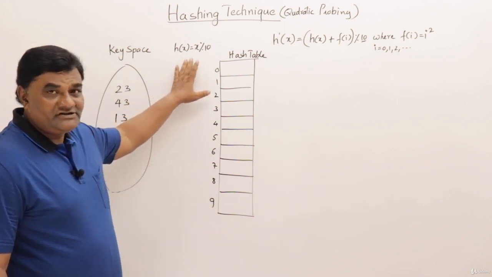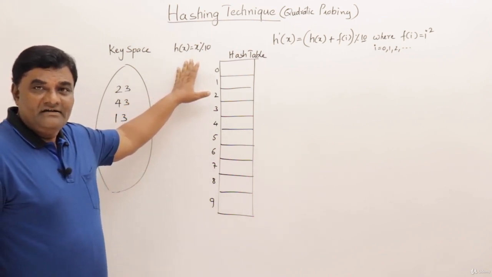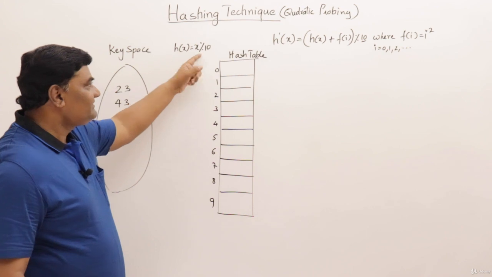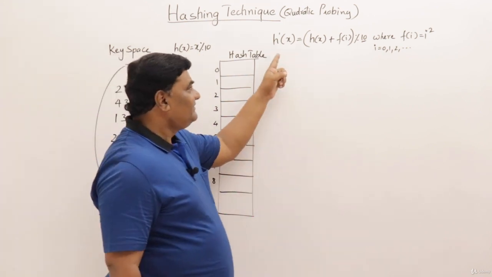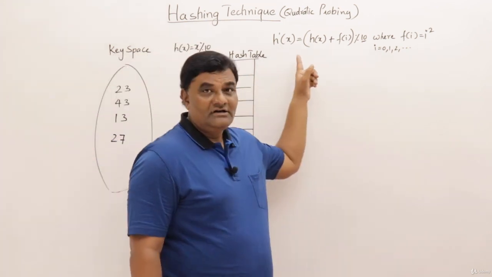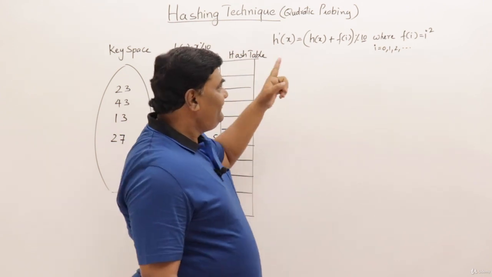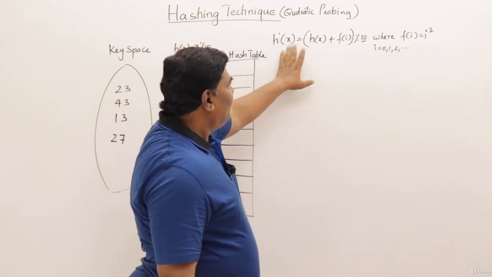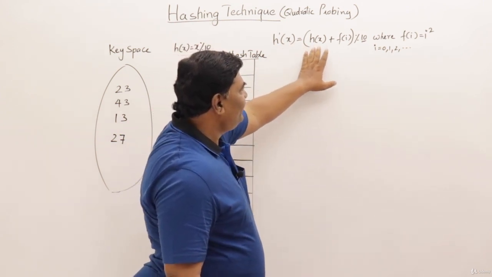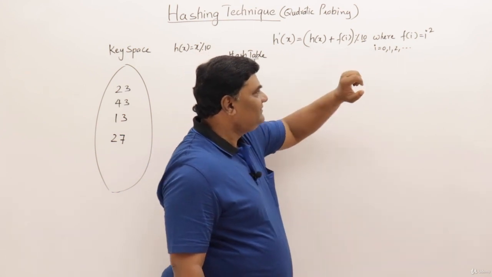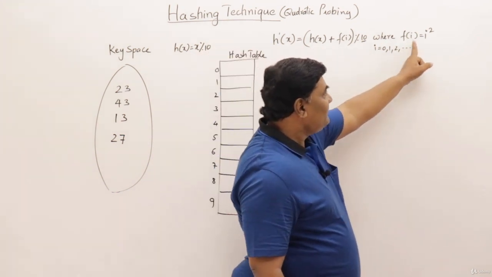This is the hash function, the modulus hash function. 10 is the size of the table, so this is 10. Then this is a modified hash function used for quadratic probing. If you see, it looks similar. h dash of x is h of x plus f of i mod 10. Yes, it is the same. Here there is a difference.